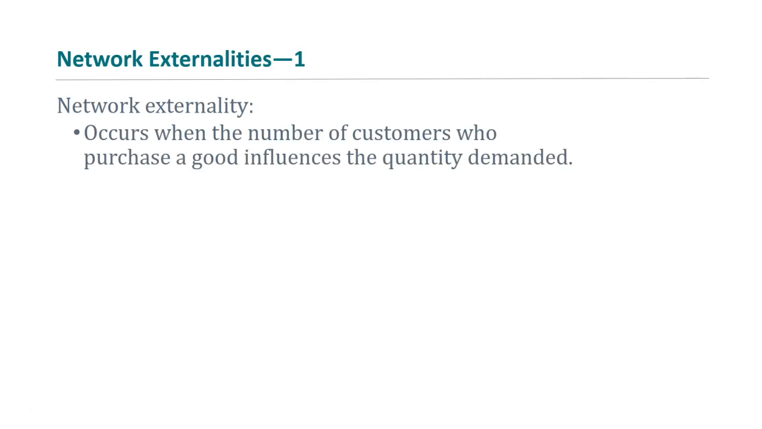One thing that makes it easier for a firm in an oligopoly market to gain and maintain a large share of the market and a large share of the market power is if they experience and benefit from network externalities. So network externalities happen when the number of customers who purchase a good influences the quantity demanded. So the more customers who have it, the more want it.